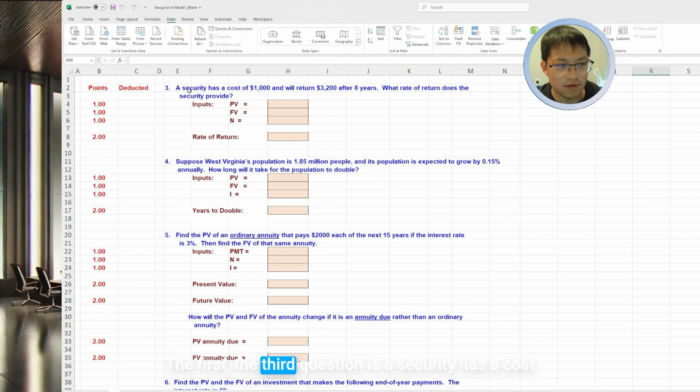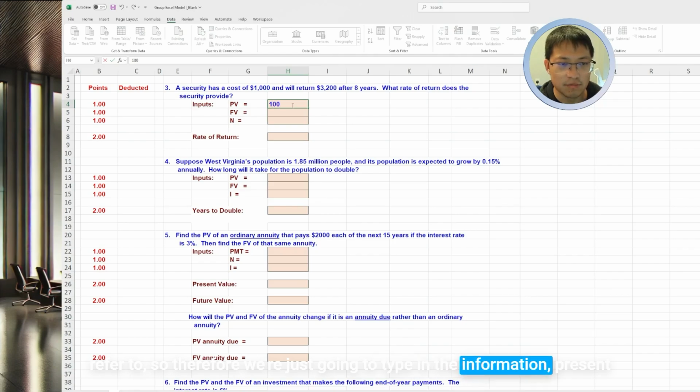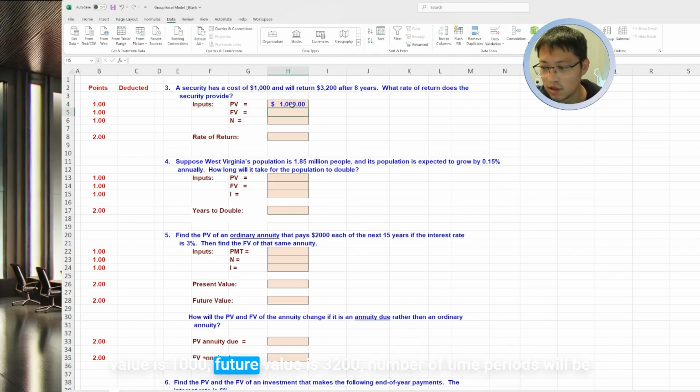The third question: a security has a cost of $1,000 and will return $3,200 after 8 years. What rate of return does the security provide? Here, for the input information, we don't have anything to refer to, so we're just going to type in the information. Present value is 1,000. Future value is 3,200. Number of time periods.